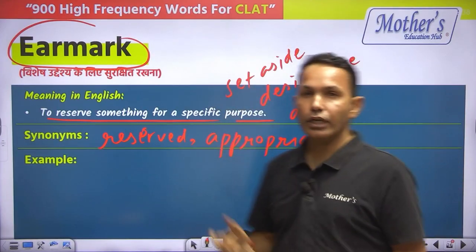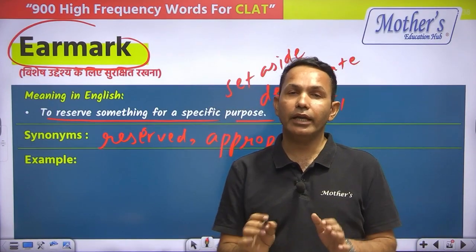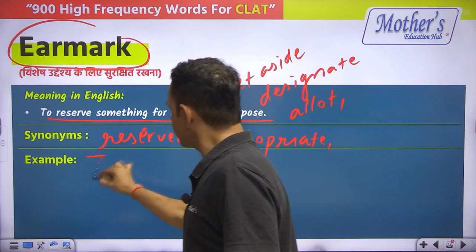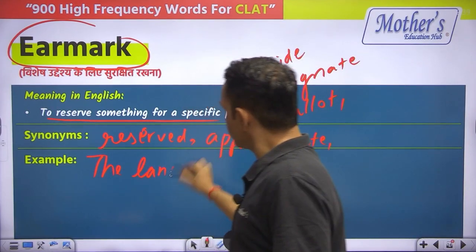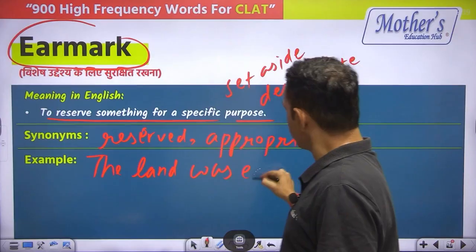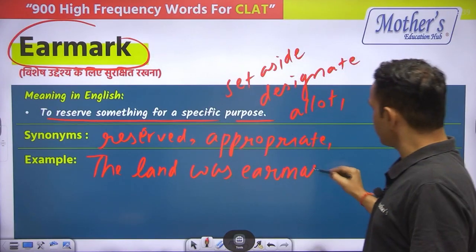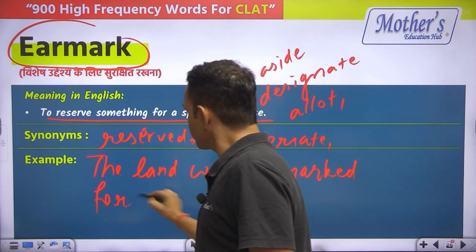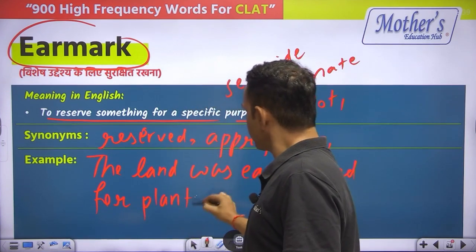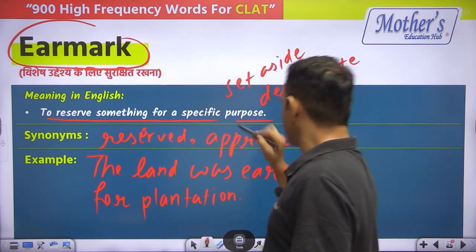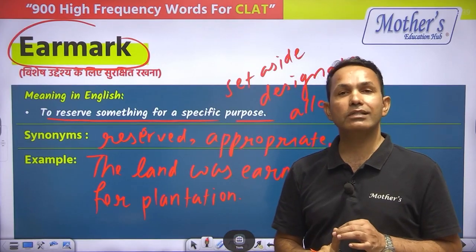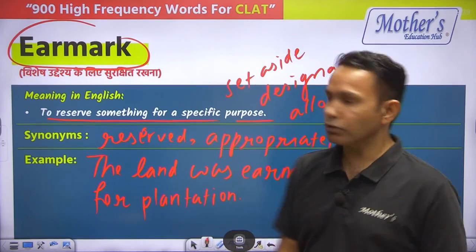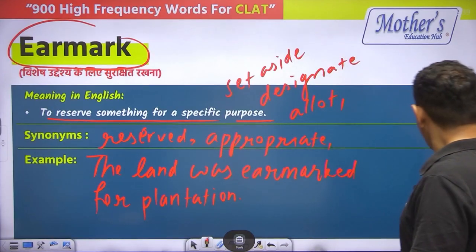We can use earmark in a sentence like the land was earmarked for plantation. The land was set aside for plantation. The land was reserved for plantation. So that was the word earmark. Let's move on to the next word.